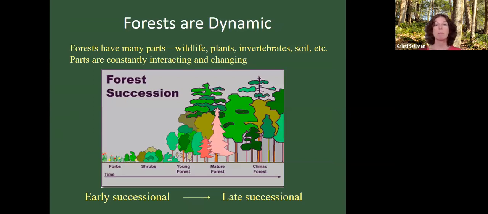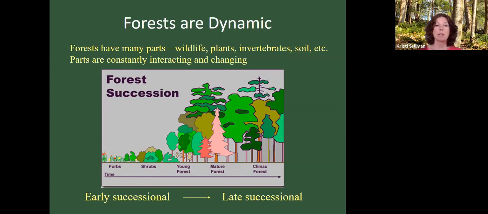Okay, an important thing about forests is that forests are very dynamic. They have many parts. They have wildlife, plants, invertebrates, soils, some bedrock and other features. And the parts of a forest are constantly interacting and changing. Whether we do anything to purposely manage our forests or not, they're constantly going to be changing. And this process is called forest succession.